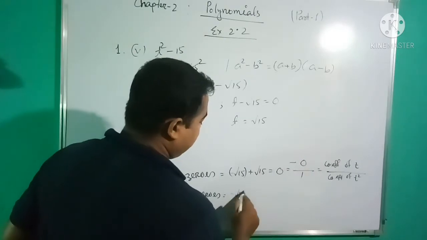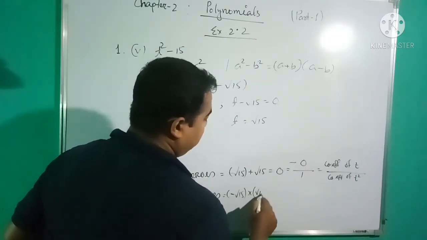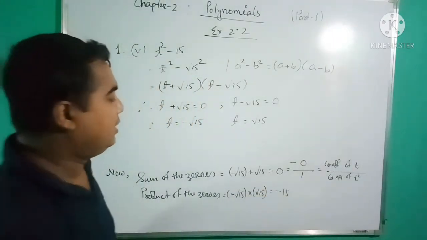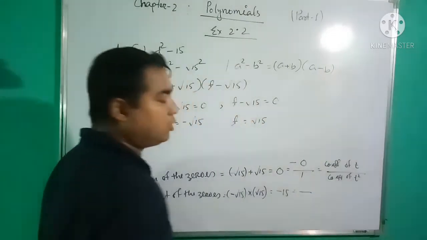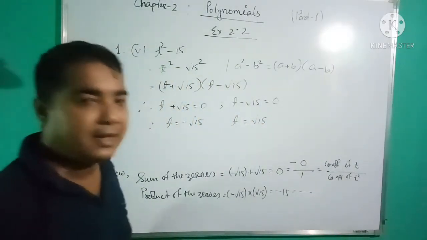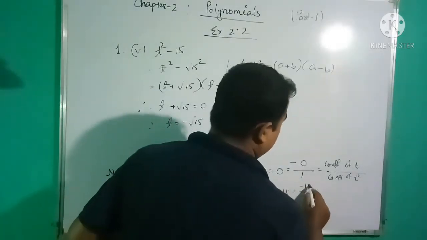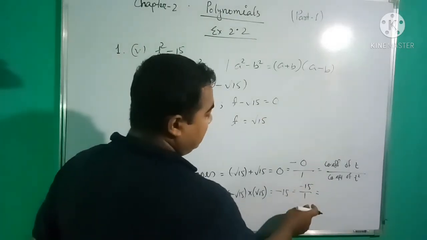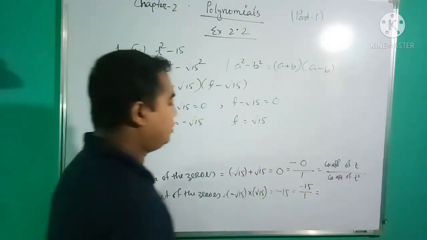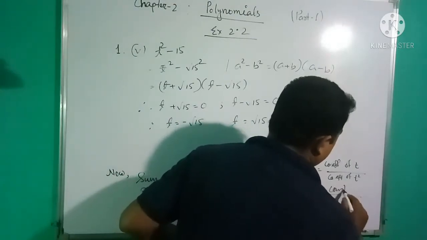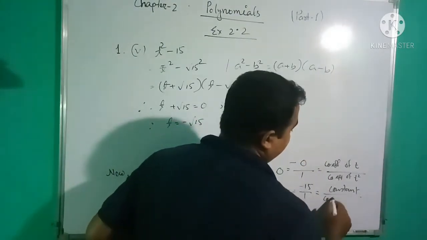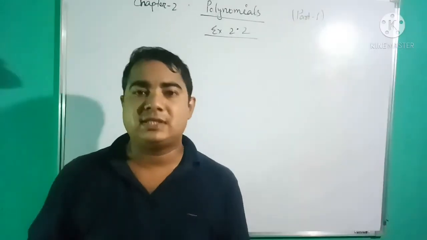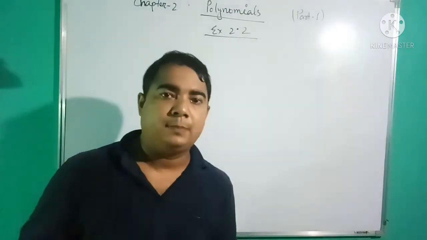Next, product of the zeros. Minus root 15 into root 15, minus root 15, the answer is 15. Then according to the formula, product of the zeros is c by a. The c value is minus 15 and the a value is 1. Therefore the answer is minus 15 by 1, the answer is minus 15. So write, minus 15 means the constant and 1 means the coefficient of t square. Clear?